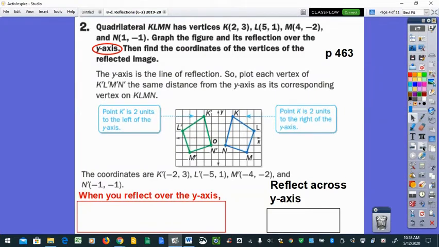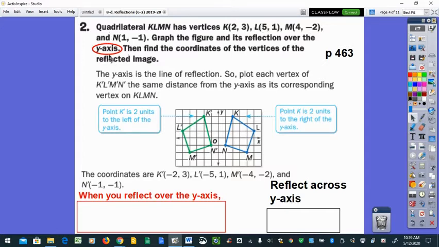So in example 2, if we had our book, it would be on page 463. Notice this time we have 4 corner points, 4 vertices. It's a quadrilateral, so it's a 4-sided figure. It doesn't mean it's a square. It doesn't mean it's a rectangle. And as you see in the picture, it's not. It's just a 4-sided figure. And here are the vertices.